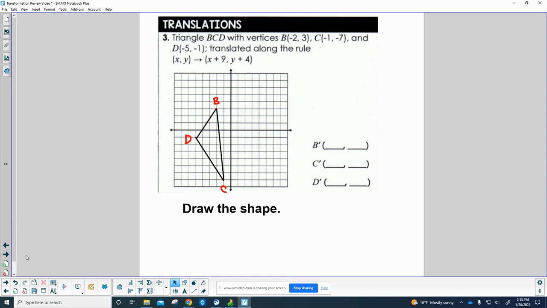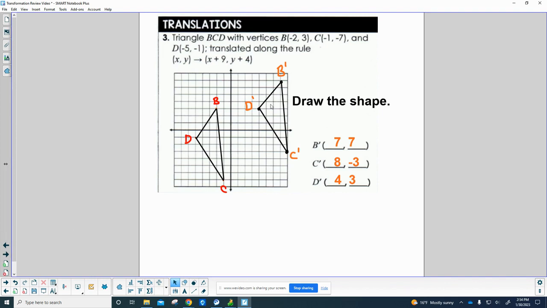So now we need to plot the change in x. So in each point we count over 9 spaces because of this plus 9. And next we count up 4 spaces from there and create dots at each of those locations. Then we can use those 3 dots that we had to draw our new triangle. And that new triangle has these points, 7, 7, 8, negative 3, and 4, and 3. So that is our new shape after it has been translated x plus 9 and y plus 4.